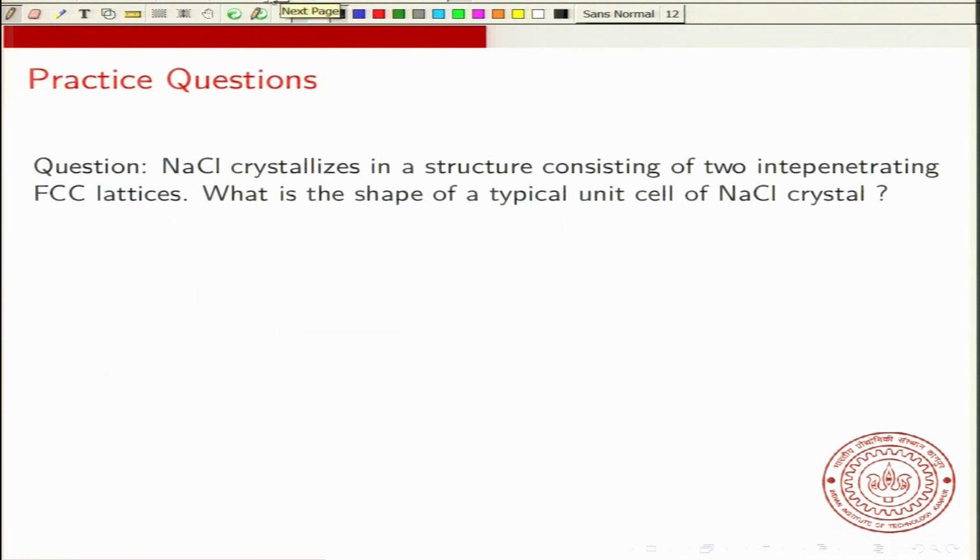So, this is a question. NaCl, sodium chloride, crystallizes in a structure consisting of 2 interpenetrating FCC lattices. What is the shape of a typical cell of an NaCl crystal? We want to identify the typical unit cell. Now, it turns out that NaCl has 2 FCC lattices. Let me show blue for sodium and red for chlorine, for chloride.